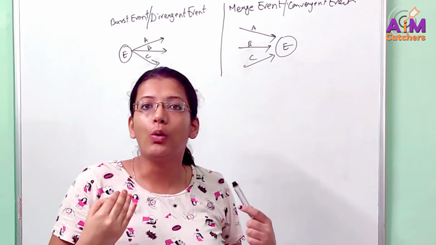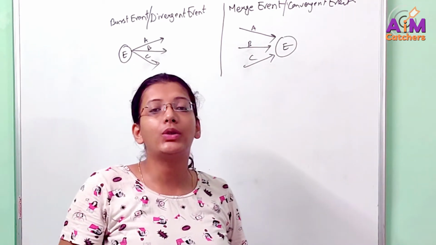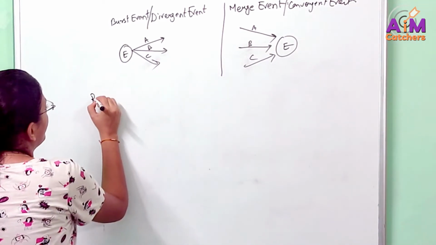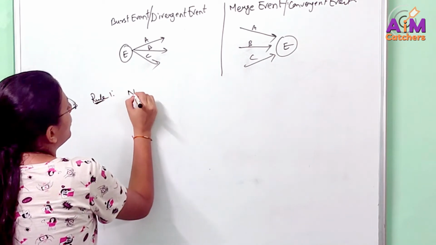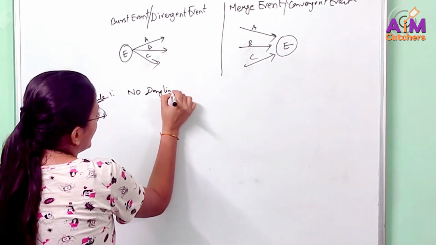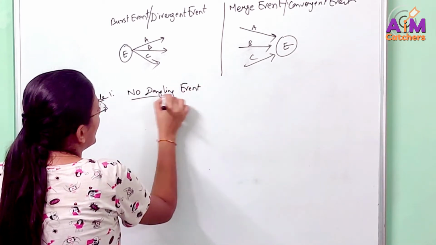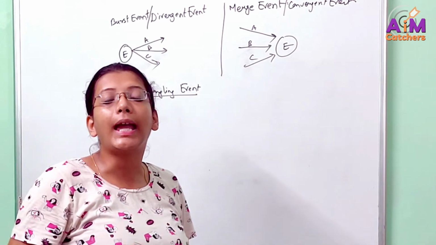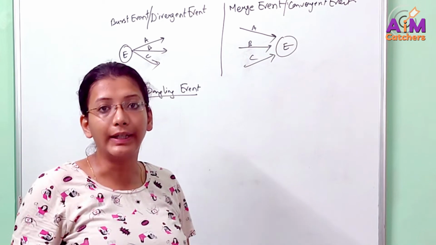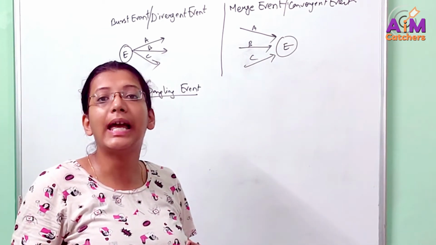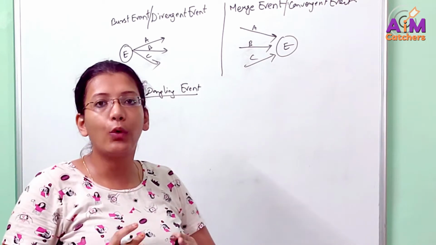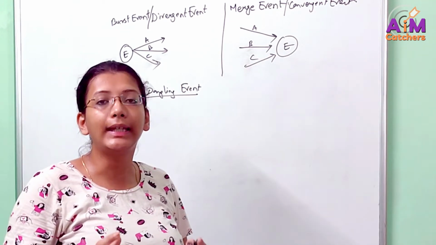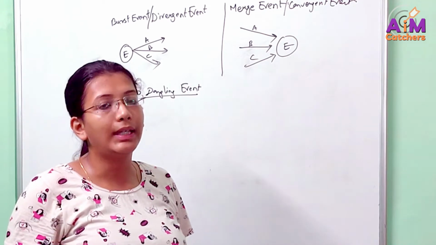So now we will discuss some golden rules that sometimes lead to errors while preparing these kinds of network diagrams. Rule number 1: there should not be any dangling event. Dangling event means any event that is not having any activity after it. Obviously the last event won't have any activity after it, but except for the last event, we cannot have any event that is not having any activity after it.